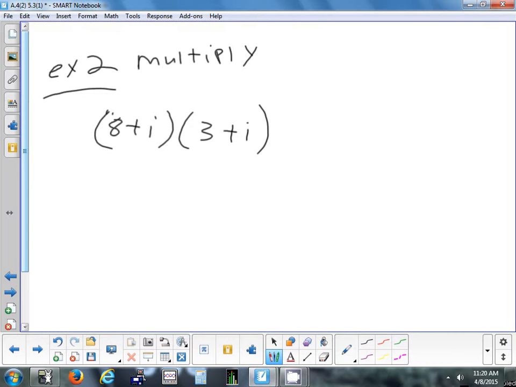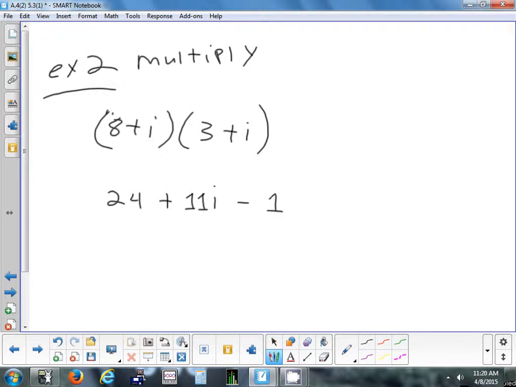All right, so as I went around, it seems like most people got it, so let's do it, but combine some steps as we go. So we got 8 times 3 is 24. You get plus 8i plus 3i, which is how much? Plus 11i. And then lastly, you get i times i, which is i squared, which turns into negative 1. Try to make my i's and 1's look different.